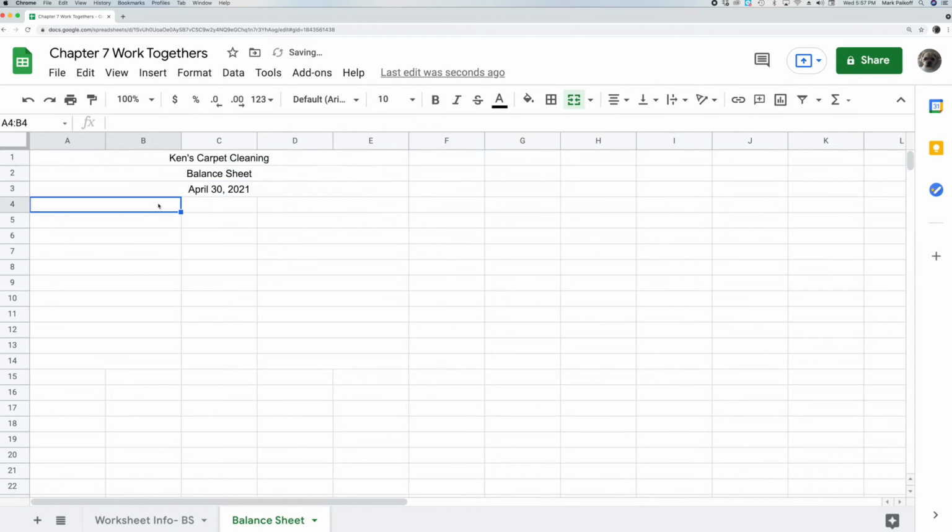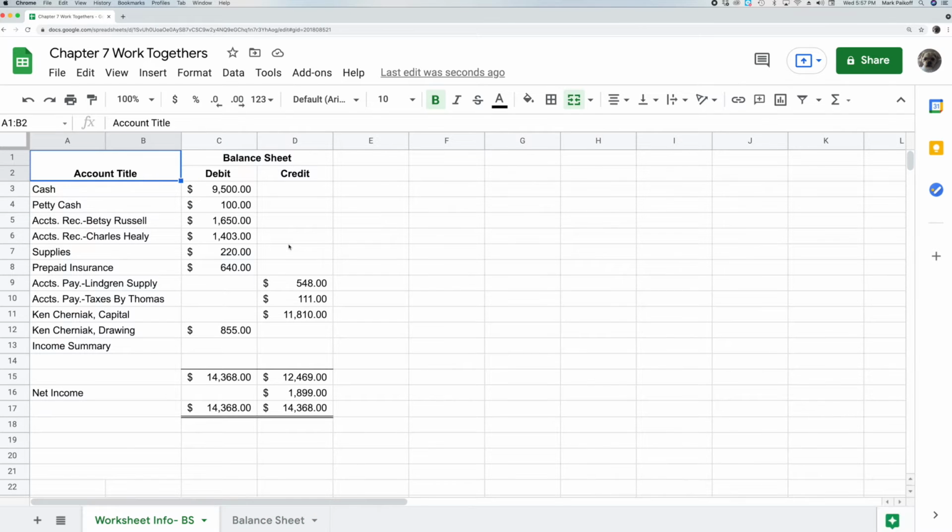Now, notice that I did not put in for the month ended April 30th, 2021. That's because this balance sheet is showing us the balances for these accounts on this date and time. Because the balances were probably different yesterday, and they're probably going to be different tomorrow. So this balance sheet is showing us the balances for these accounts at this moment in time.